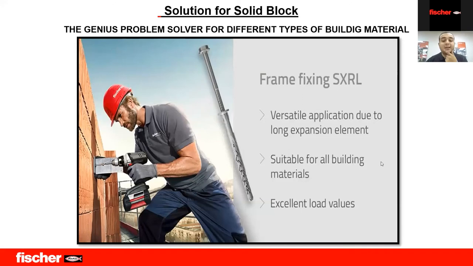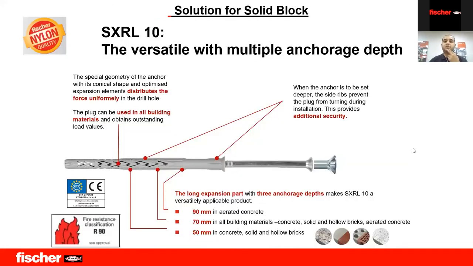So what makes this anchor special in the fixation of the solid block? Firstly, it is made according to the nylon quality. And the nylon is made from a very special polymer, which is UV resistant, and it will not deteriorate over time. Unlike the different plastics that you can see in the normal market, which are not UV resistant, they break very easily and will not take the load after some time.